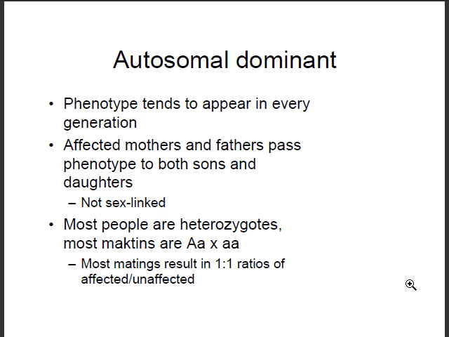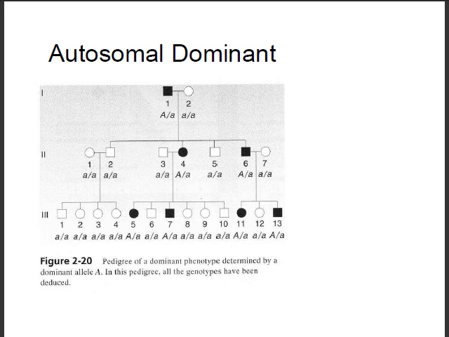Most affected people are heterozygotes, and most matings are heterozygotes times homozygous individuals. Homozygous recessive individuals are common in the population, and so the affected individuals tend to mate with them, and they pass it on to their kids in 1-to-1 ratios. With an autosomal dominant disease, you can see it appears in every generation, and both men and women are affected.